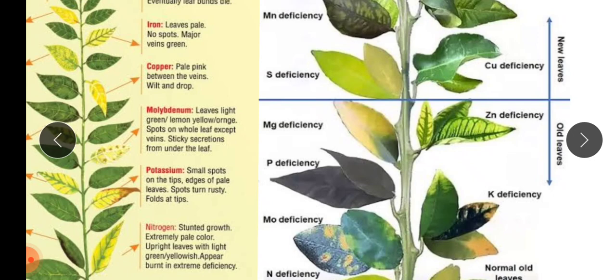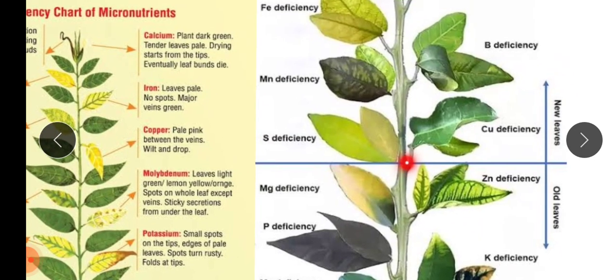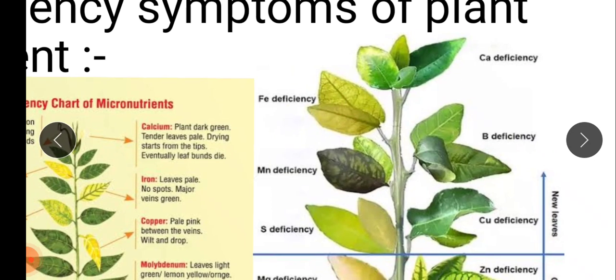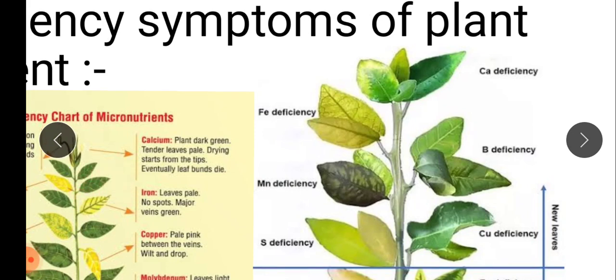After zinc deficiency, we discuss iron deficiency. This iron deficiency is observed in early new leaves, as we observe here, in these same two pictures, here and here. Similarly, the interveinal area of leaves turns yellow, and in severe deficiency leaves may turn pale and white. So the leaves are pale and no veins are green. These are deficiency symptoms of iron.